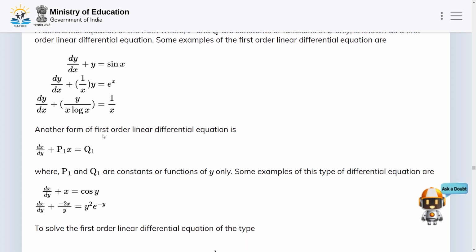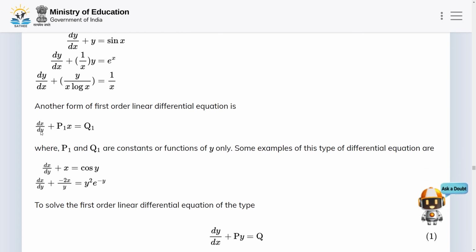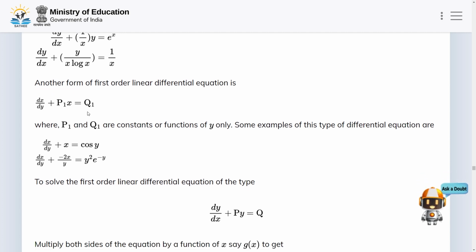Another first order linear differential equation form will be dx/dy plus p1 x is equal to q1. Now p1 and q1 must be constants or functions in terms of y only. Clear? For example, dx/dy plus x is equal to cos y, and dx/dy plus (-2x/y) is equal to y squared e^(-y).